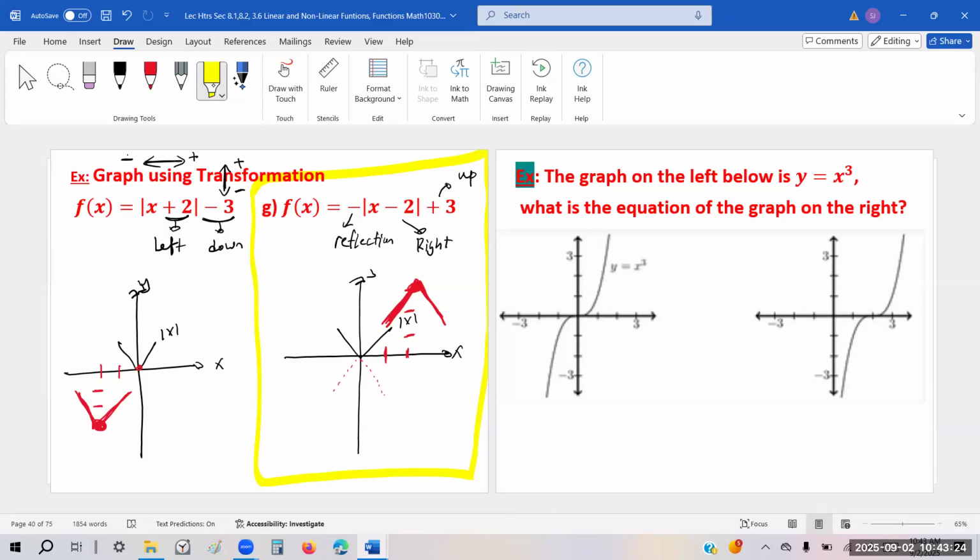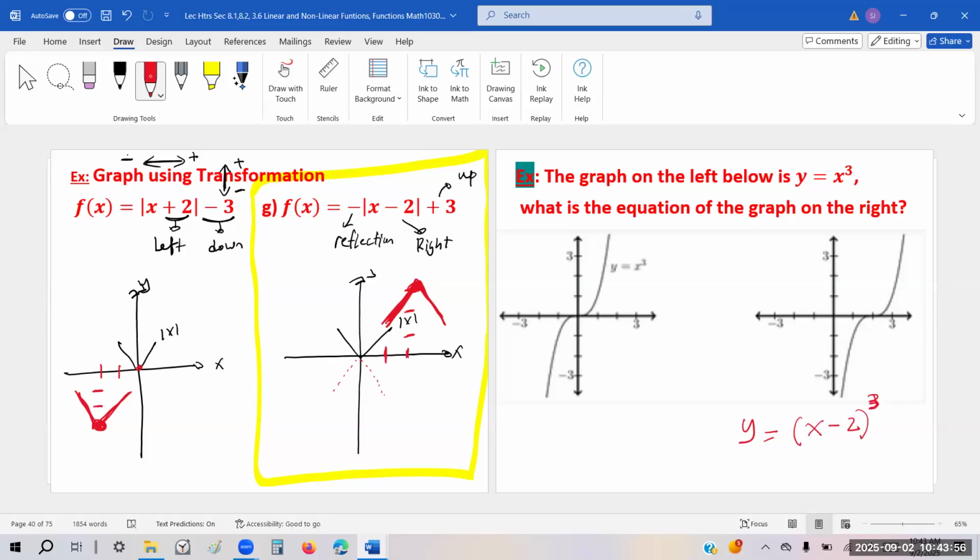The other way around. They give you the original graph and they give you the transformation. Write down your transformation. Which way you went from left to the right. Y equals parentheses x minus 2 parentheses cube.